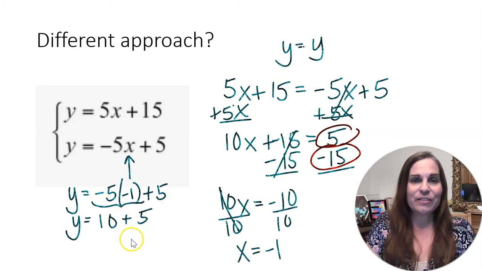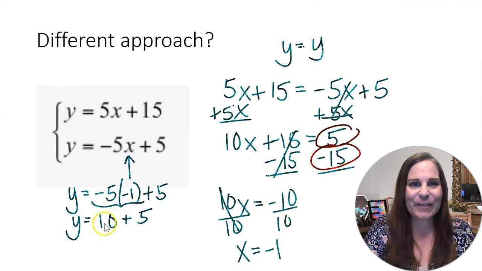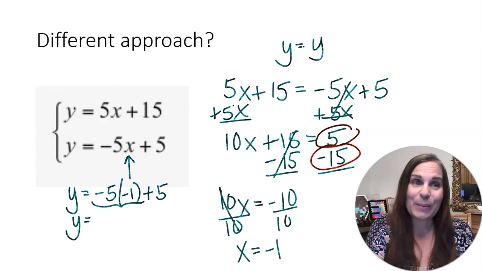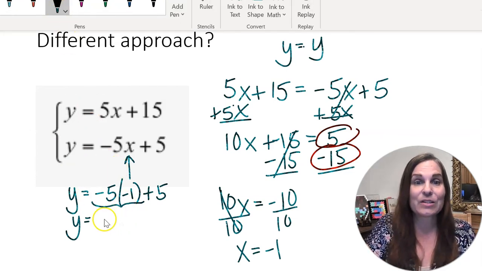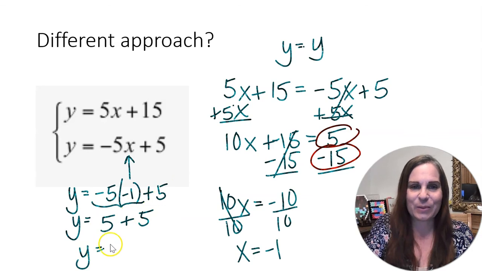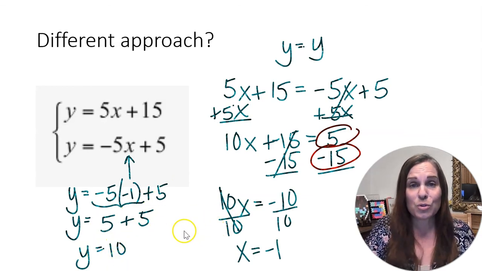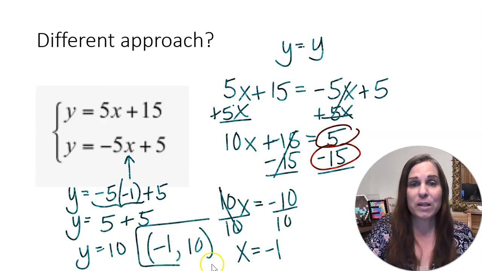plus 5. Oh, wait, not positive 10? What in the world? Let me go back. A negative times a negative does equal a positive, but 5 times 1 is 5. I was getting ahead of myself there. Then bring down the other 5, and I get y equals 10. So the solution to my system is negative 1, 10, the point.